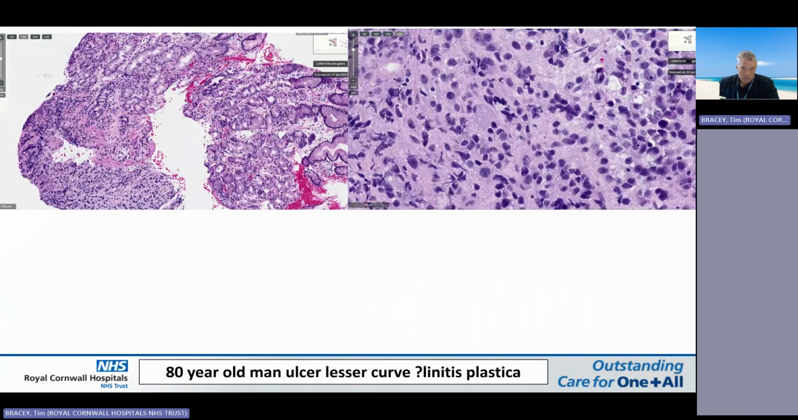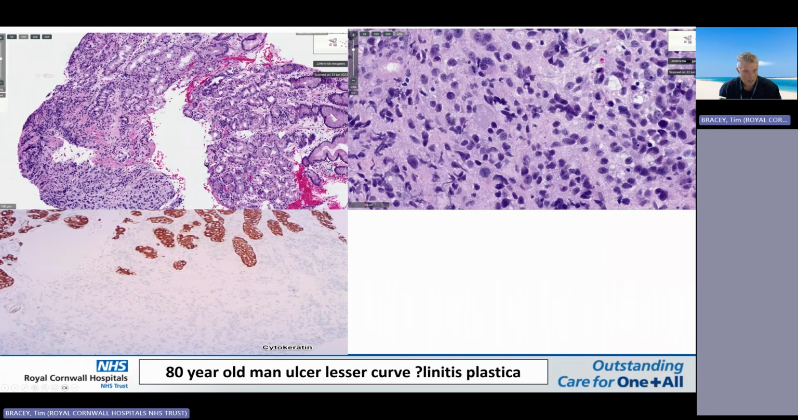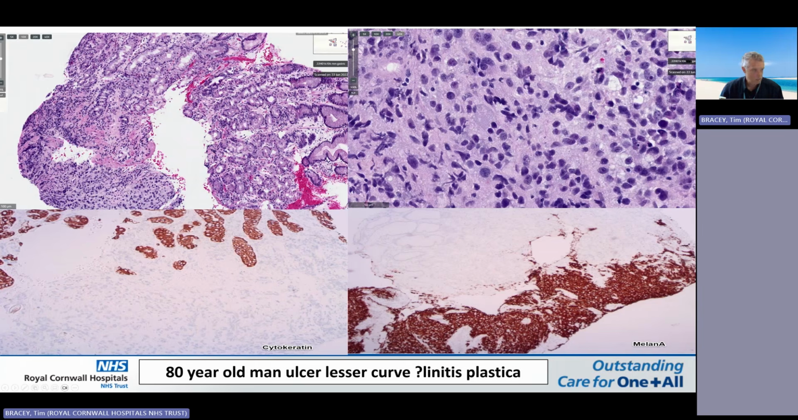This was another one which clinically looked a bit like linitis plastica, so a leather bottle stomach on the CT, but it was an 80-year-old man, and he also had an ulcer in his lesser curve, which was biopsied. And there was something about these cells that didn't look quite right, quite prominent nucleoli, and possibly some vacuolated cells that might be signet ring cells. Cytokeratin was negative, still might be a carcinoma, but this was Melan-A, SOX10, S100 positive. And this patient had a melanoma on his finger, that he had an amputation for 2 years previously and had an axillary node which was thought to be intracapsular nevus, but obviously was melanoma.